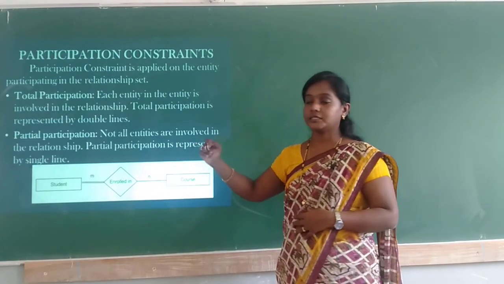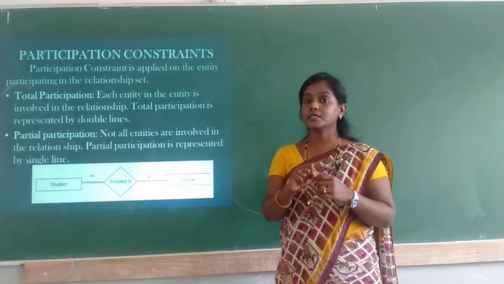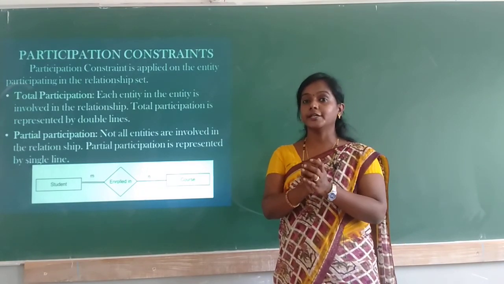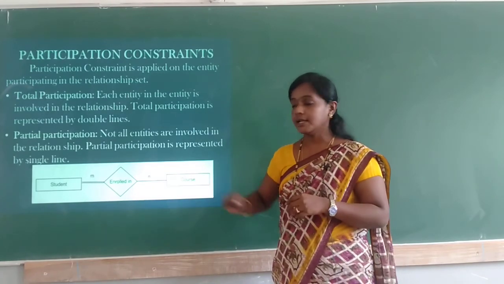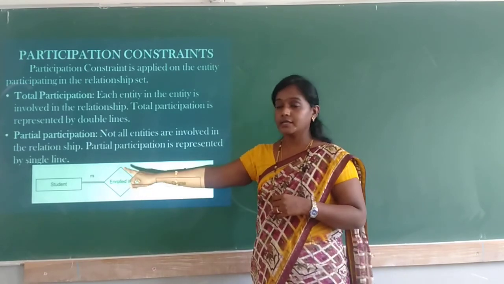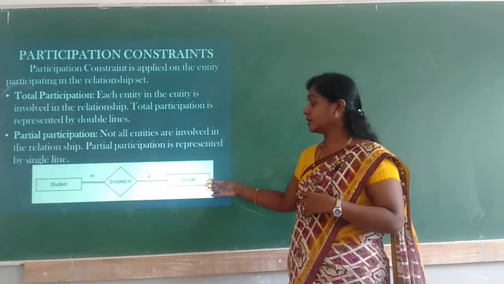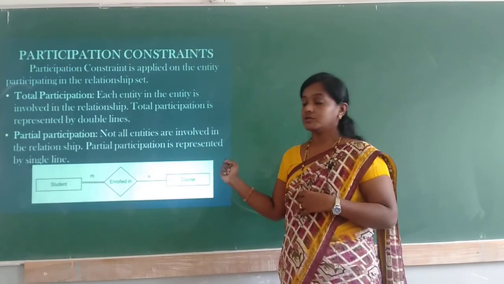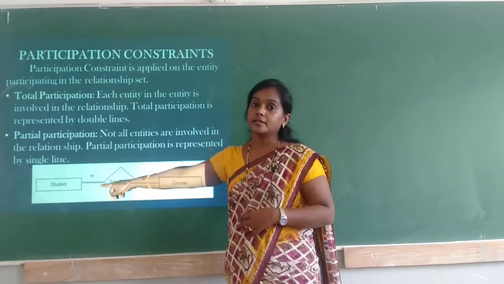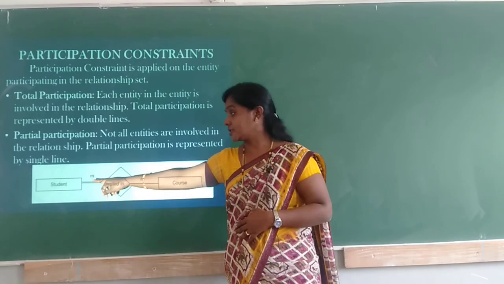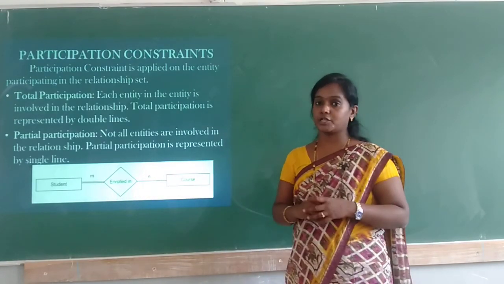Partial participation means not all the entities are involved, only some of the entities are involved in the relationship, and it is represented by a single line. Okay, m number of students, only some of the students are enrolled in the n number of courses. So here there is no total participation, but here there is total participation. This is a total participation and this is a partial participation.